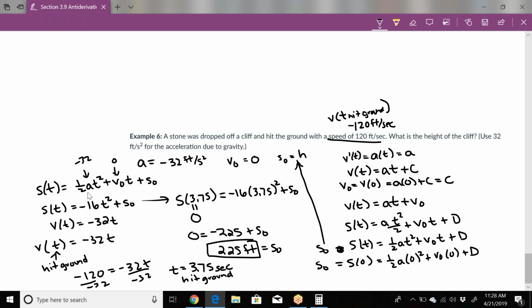So once we had our equation for position, we could take the derivative to get the velocity function. Then we knew the velocity at the time we hit the ground, so we plugged that in, and that helped us solve for what time we hit the ground. And then using that back in the position function, we were able to solve for the initial height. So there's a lot of back and forth in this problem, but it's a good one to see the connections between the antiderivatives. And that is it for this video.